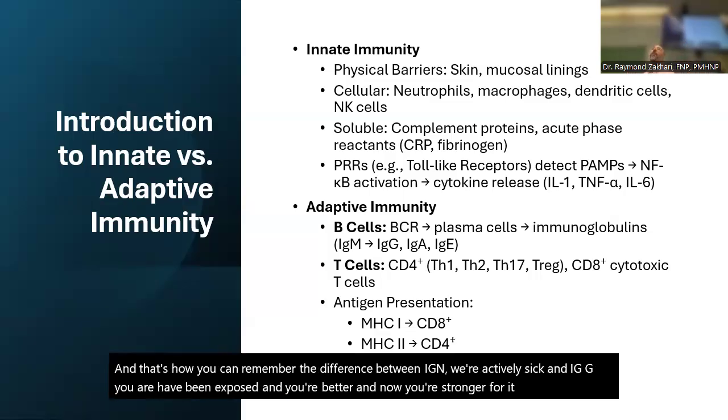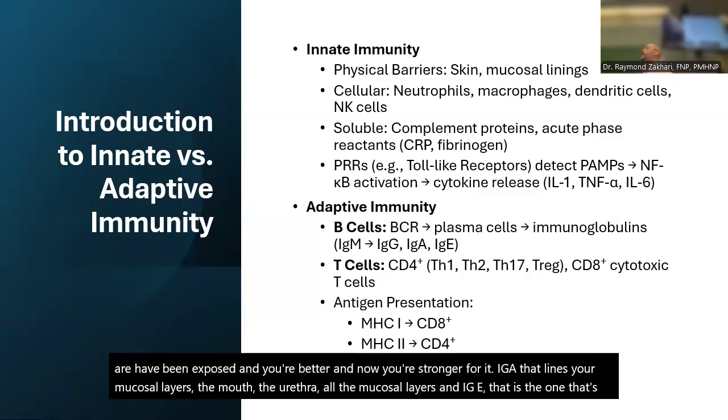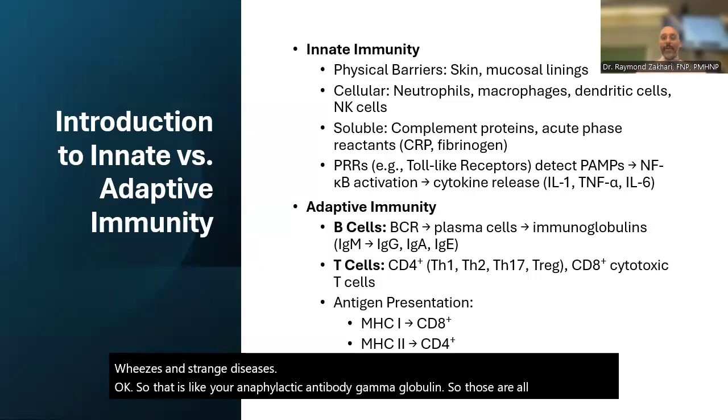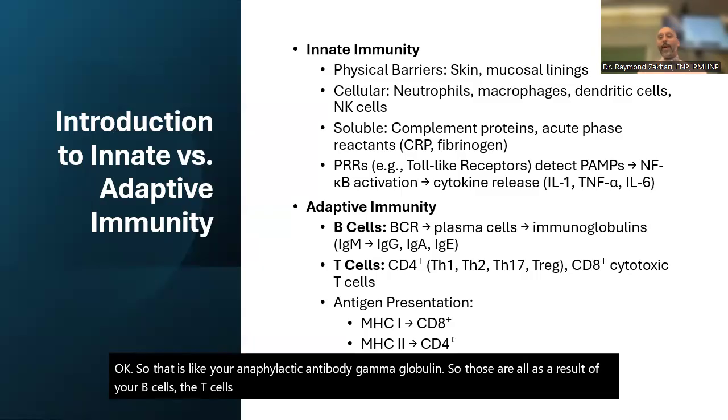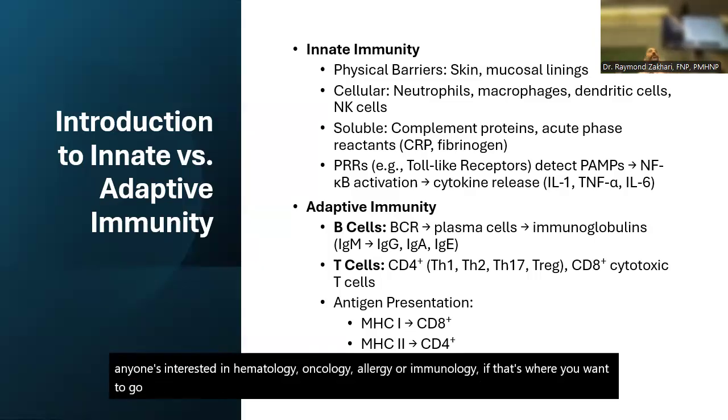IgA lines your mucosal layers, the mouth, the urethra, all the mucosal layers. And IgE is the one that's responsible for wheezes and strange diseases. Okay, so that is like your anaphylactic antibody, gamma globulin. So those are all as a result of your B cells. The T cells include CD4 helper T cells, Th1, Th17, TREG, and CD8 cytotoxic cells. If anyone's interested in hematology, oncology, allergy, or immunology, then you'll have a general working knowledge of this and you have something to build on.